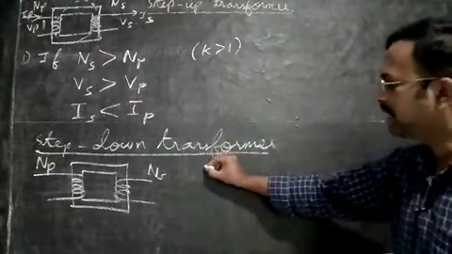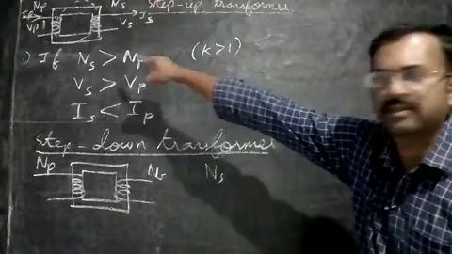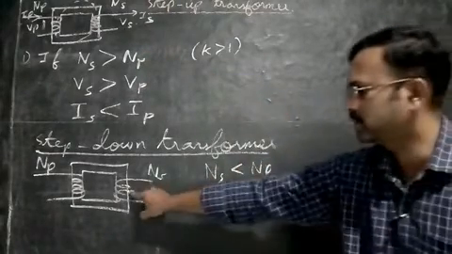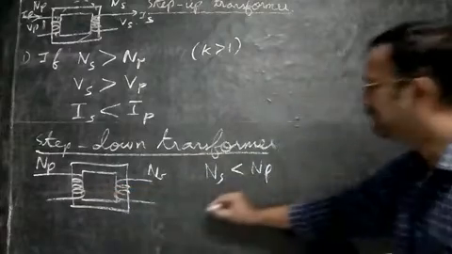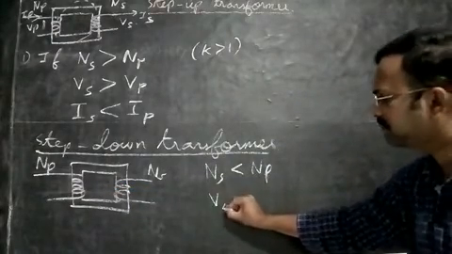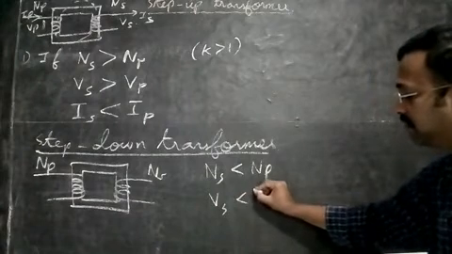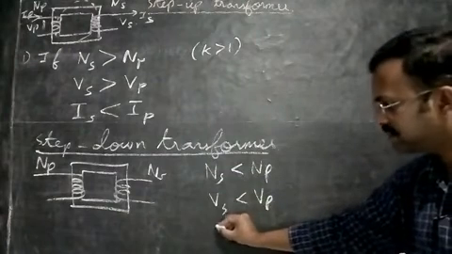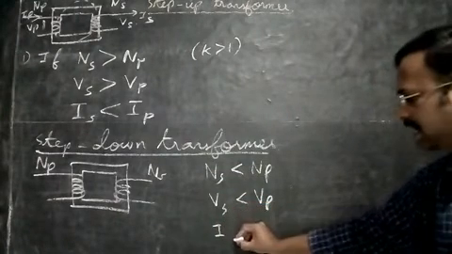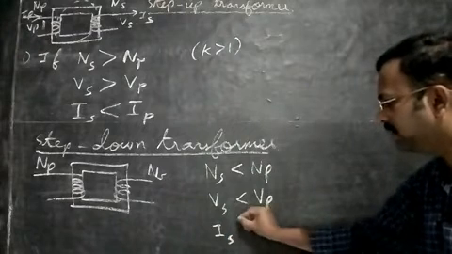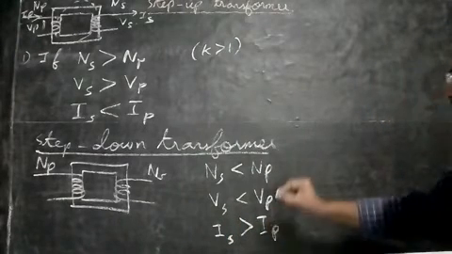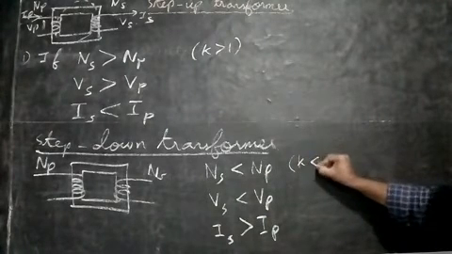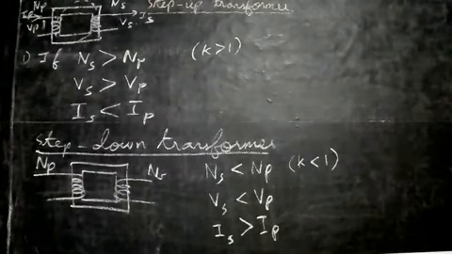In the step down transformer, the number of turns in the secondary is less than the number of turns in the primary, as you can see from the picture. The voltage in the secondary will also be less than the voltage in the primary. We say step down. Because voltage is reduced, current will increase, so current in the secondary will be more than the current in the primary. Ns is less than Np, so the transformer ratio K is less than 1. So this is about the transformer types.